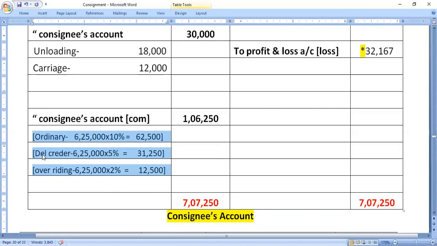Second one is del credere commission 5%, 6,25,000 into 5 by 100 leads to 31,250, my dears. Then third category of commission is overriding commission, that is 6,25,000 into 2 by 100 leads to 12,500, my dears. The total commission leads to 1,06,250, my dear students.